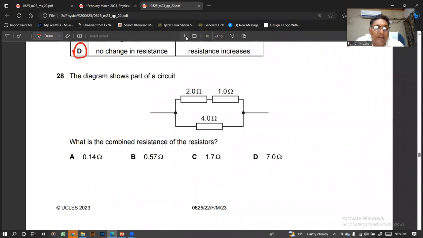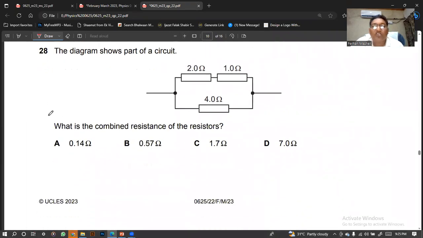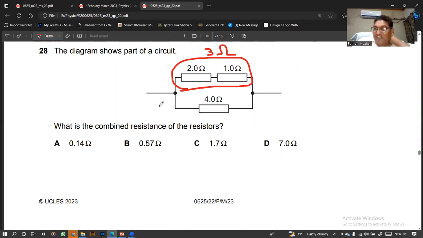Okay, so here we have question number 28 on your screen. The diagram shows part of a circuit. What is the combined resistance of the resistors? Very simple. These two are in series with each other, so I will find their combined resistance, and they will simply be added up. So 2 plus 1 will be 3 ohm. Then that 3 ohm and this 4 ohm are in parallel to each other, so I will find their combined resistance.